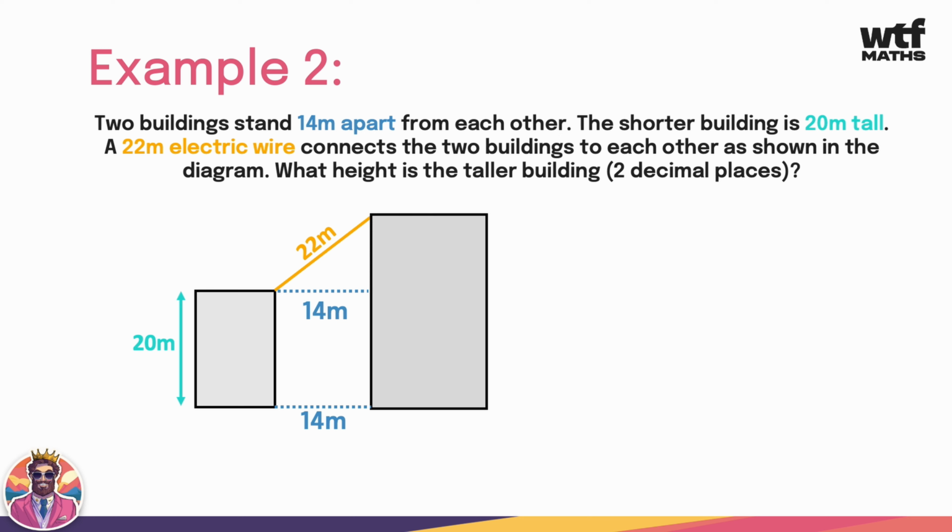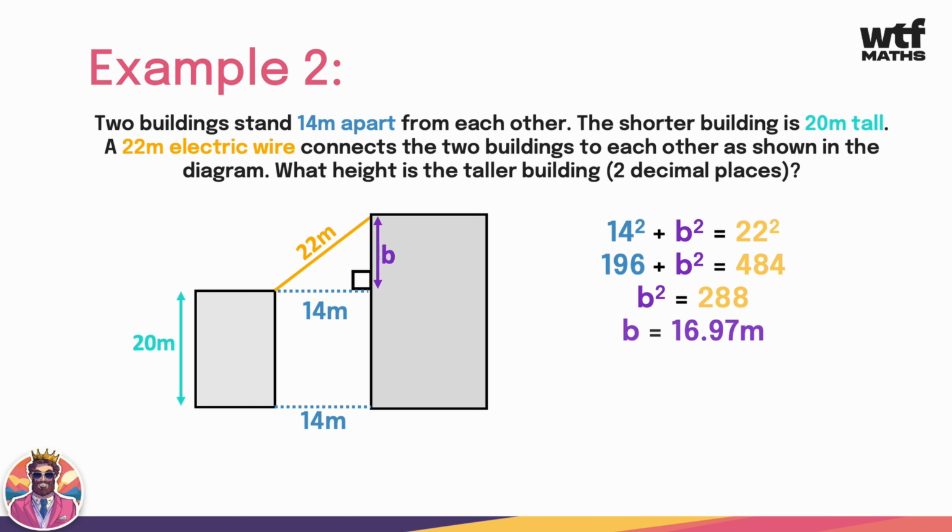Now, because we've got two sides, the 14 and the 22, this makes a right angle triangle. We can now find the missing height here, b. If we start to use our formula, 14 squared plus b squared is 22 squared, work out the numbers, b squared is 288, square root will get 16.97 meters. But now, how do we find the height of the building?